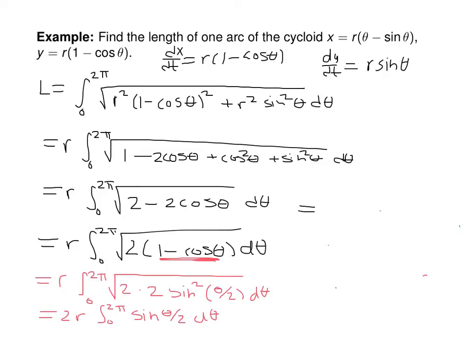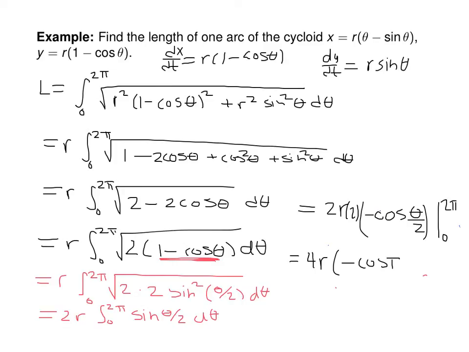So we have 2r, the antiderivative of sine is negative cosine of theta over 2, multiplied by 2, actually. So from 0 to 2 pi. So we'll have 4r times negative cosine of pi plus cosine of 0. Cosine of pi is negative 1, so double negative makes it positive. So we have 4r times 2, or 8r. So the length of one arc of the cycloid is 8r.